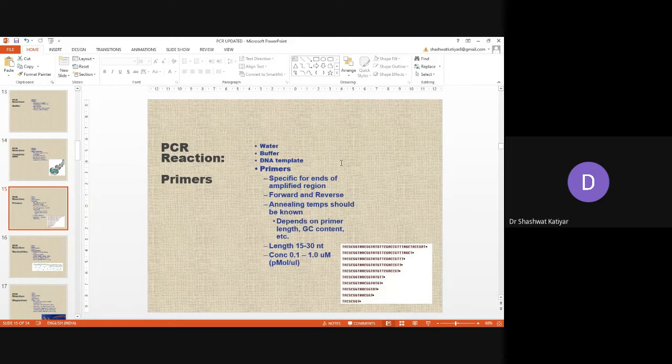Other than buffer and DNA template, there is the primer. These are the most important things which are required for the PCR reaction, that is specific for the ends of the amplified region. There are two types of primer, forward and reverse. The annealing template should be known, and depending on the primer length, it will be the GC content, etc.